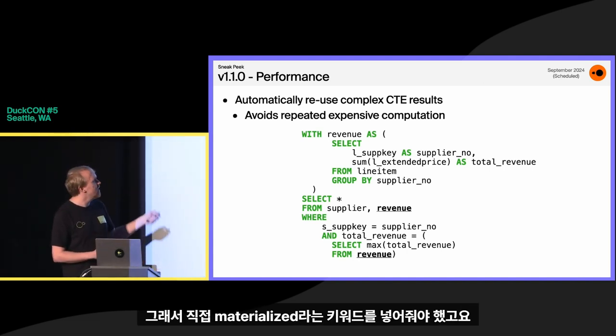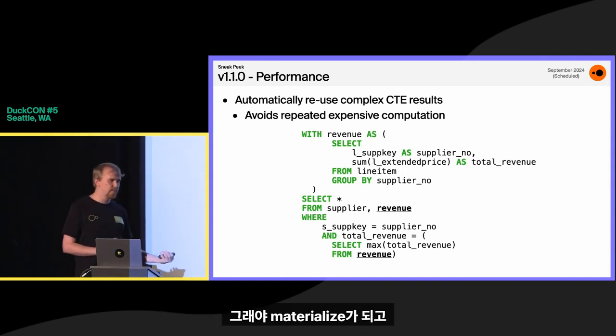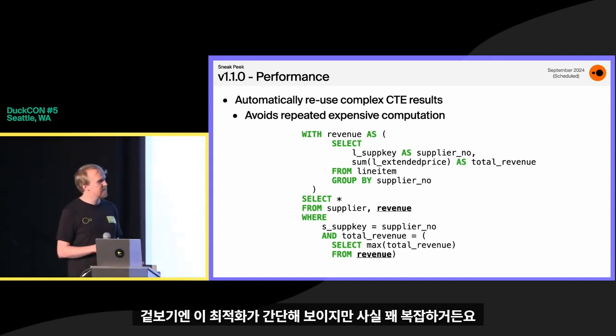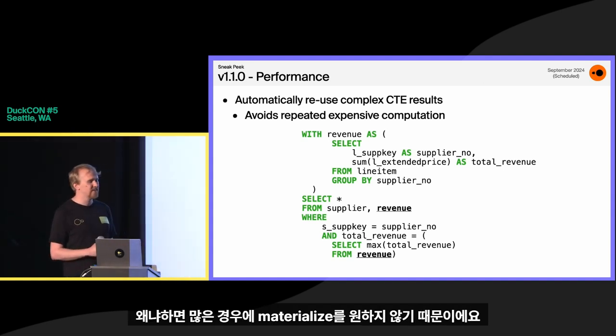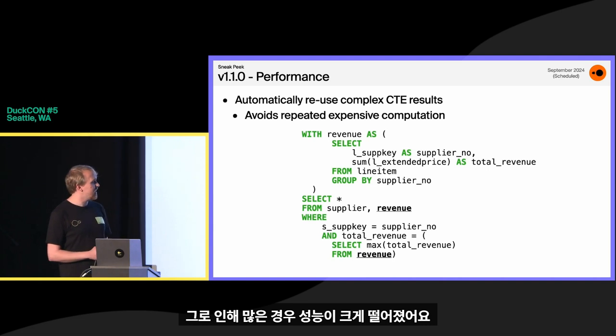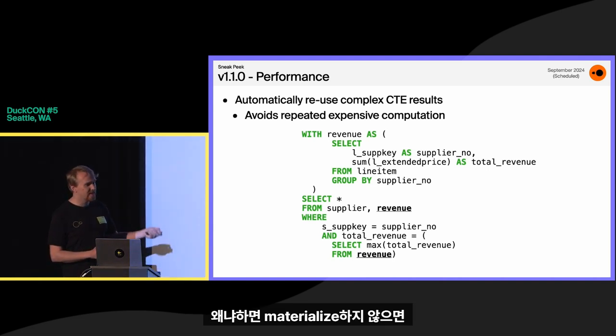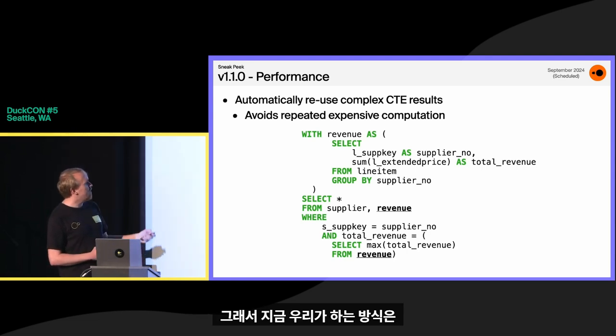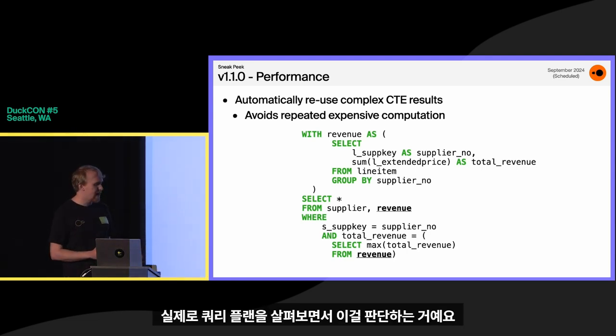So you would have to put the MATERIALIZED keyword there, then it would be materialized, and it would avoid recomputing it. It sounds kind of easy, this optimization, but it's quite gnarly because in many cases you actually don't want to materialize it. So Postgres for a long time always materialized these and then lost a lot of performance in many cases, because if you don't materialize it, you can push down into the query and you can often execute these things much faster.